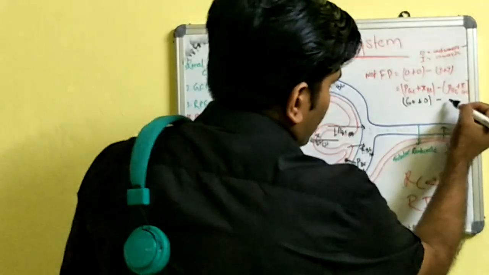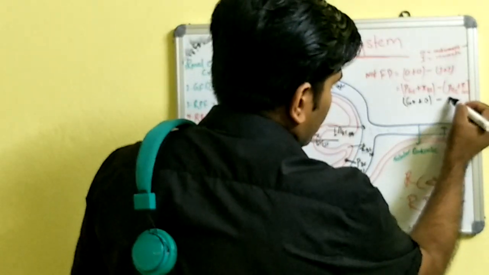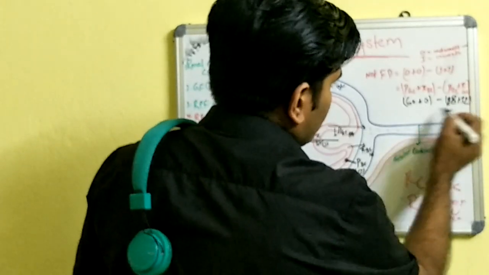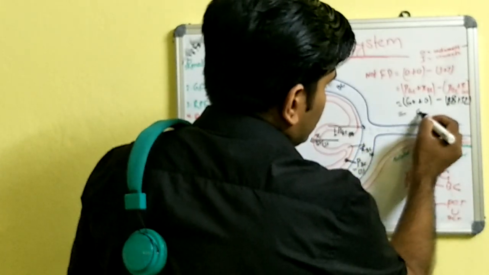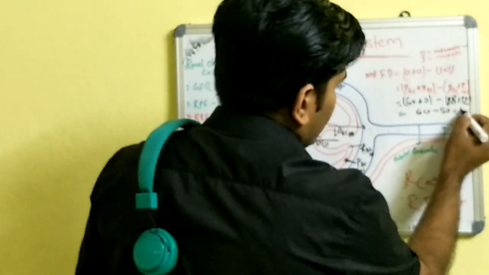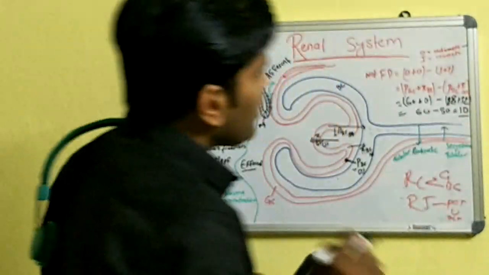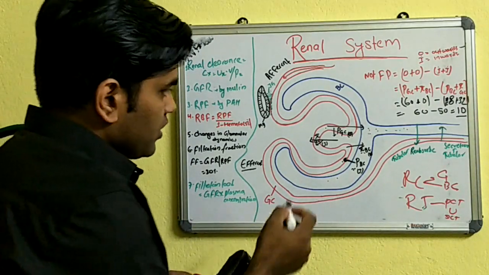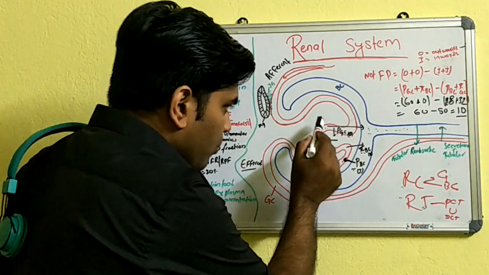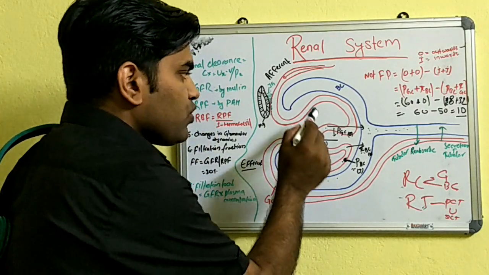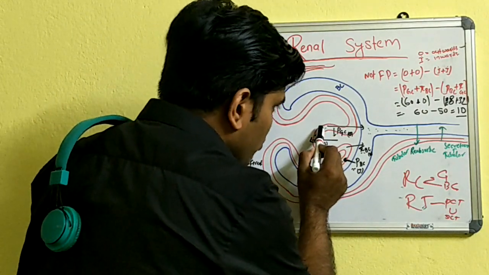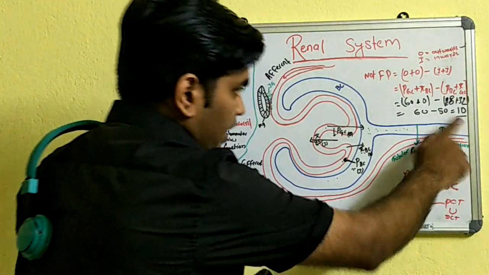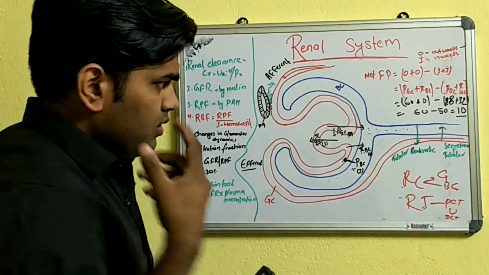That is 32, so 80 plus 32? Actually, it is equal to 60 minus 50, which is equal to 10. So there is a net force of 10, through which the water and all the solute components are filtered from the glomerular capillaries into the Bowman's capsule. The net pressure is 10. That you have to remember.